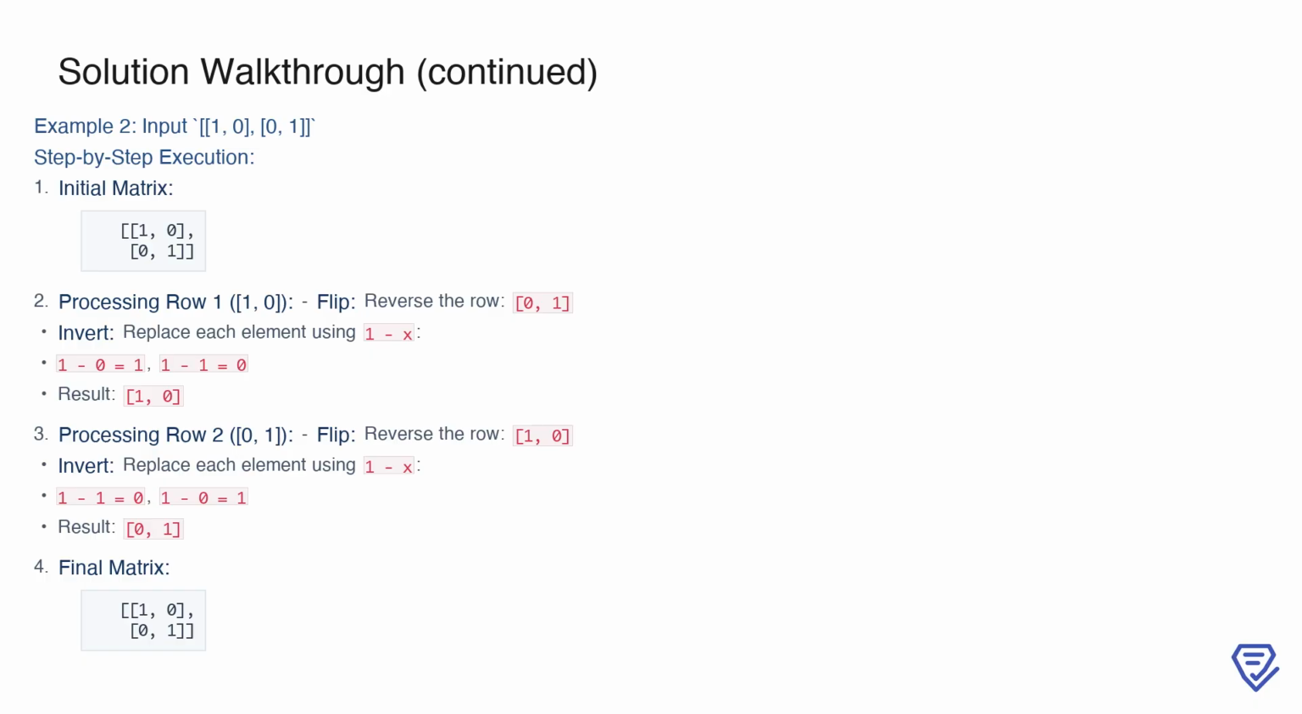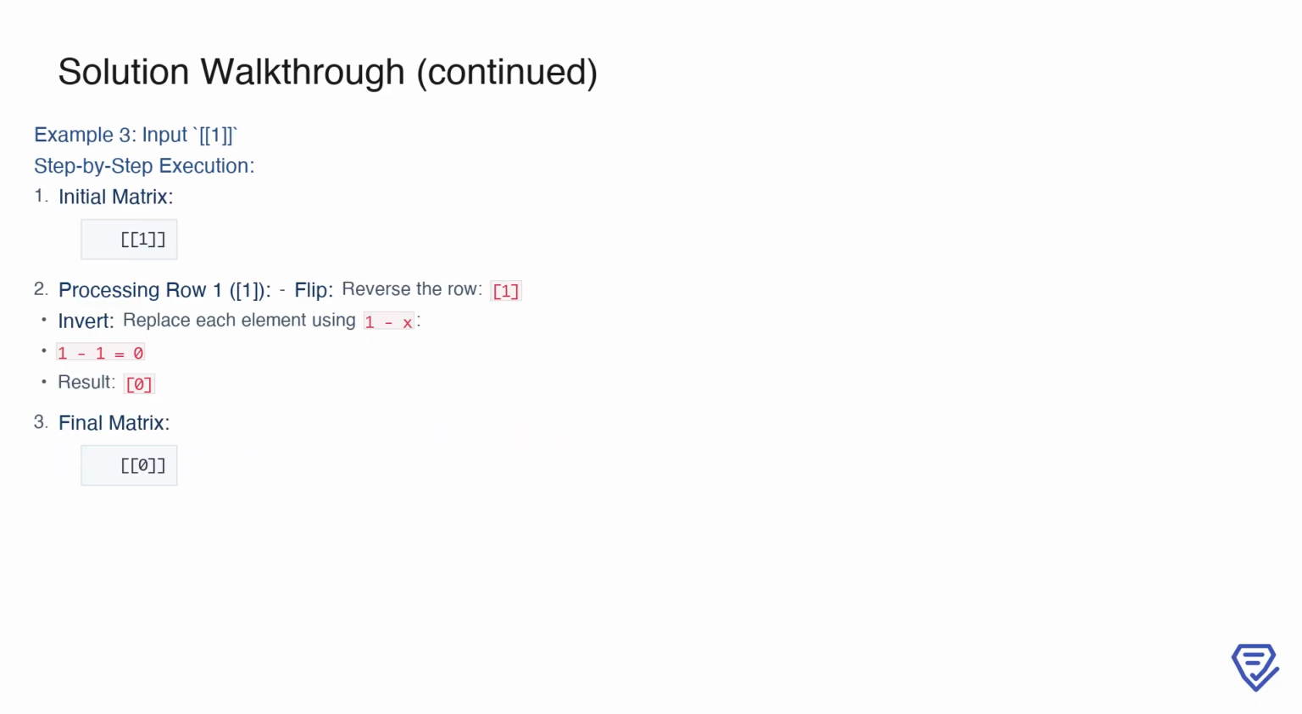This example highlights that the flipping and inverting steps can handle matrices of any size, even smaller ones, with the same approach. Now let's examine a single element matrix, 1. Here, there's only one row and one element, so flipping it doesn't change anything, it remains 1. When we apply the inversion step, the single 1 is replaced with a 0, resulting in 0. The final output matrix is 0. This demonstrates that even the smallest possible input matrix can be processed using the same flipping and inverting logic, ensuring the solution is robust enough to handle all cases.